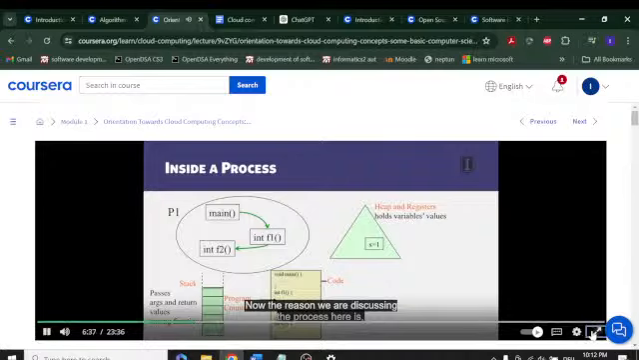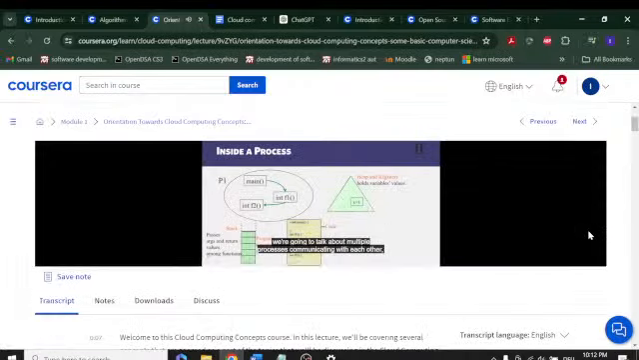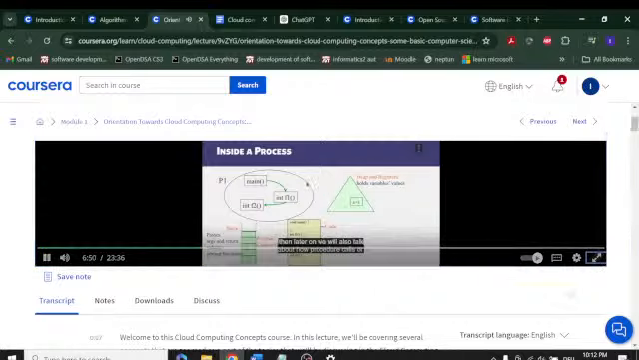Now, the main reason we're discussing the process here is that when we talk of distributed systems, we're going to talk of multiple processes communicating with each other, and we mostly focus on process-to-process communication, although later on we'll also talk about how procedure calls or function calls can cross process boundaries.